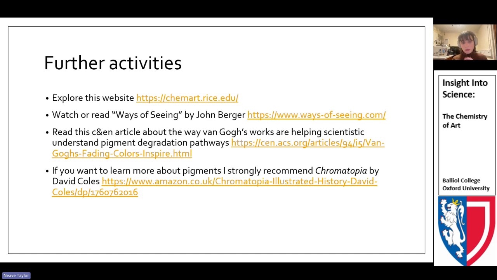And finally, if you want to learn more about pigments and you're really, really keen, I super highly recommend reading Chromatopia by David Coles. This is one of my favorite books of all time. The photography is amazing. It's all about the history and the chemistry of pretty much all compounds that have been widely used in human history. And it goes all the way from prehistory and cave paintings to today.